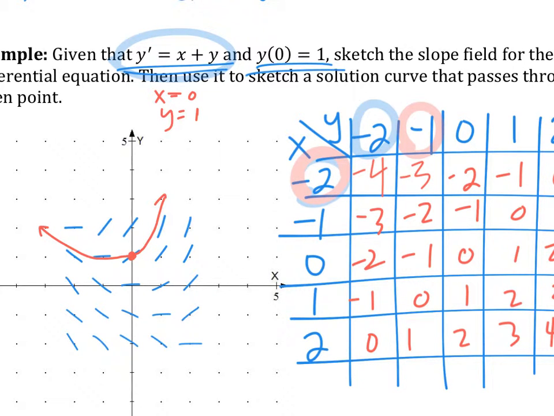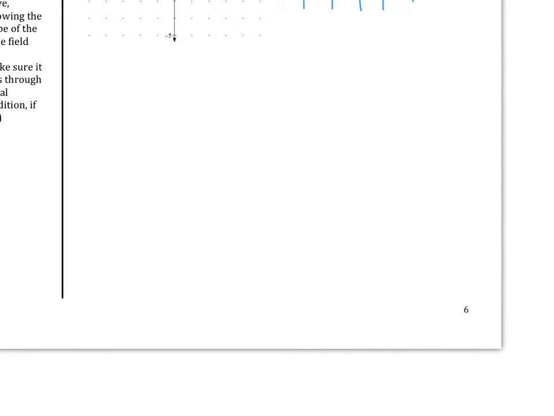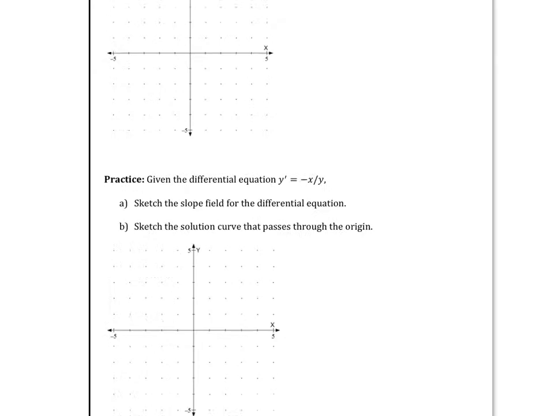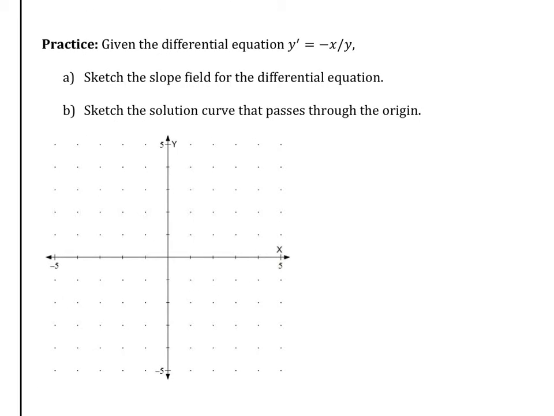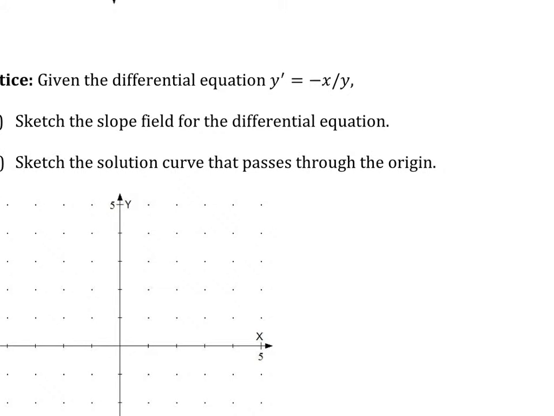All right, that's that. Okay, so let's go on and try to solve another problem. This one's going to take too long. Let's try this one. Given the differential equation y prime equals negative x over y, sketch the slope field for the differential equation and then sketch the solution that passes through the origin. Oh, I'm sorry. Just sketch a solution curve.